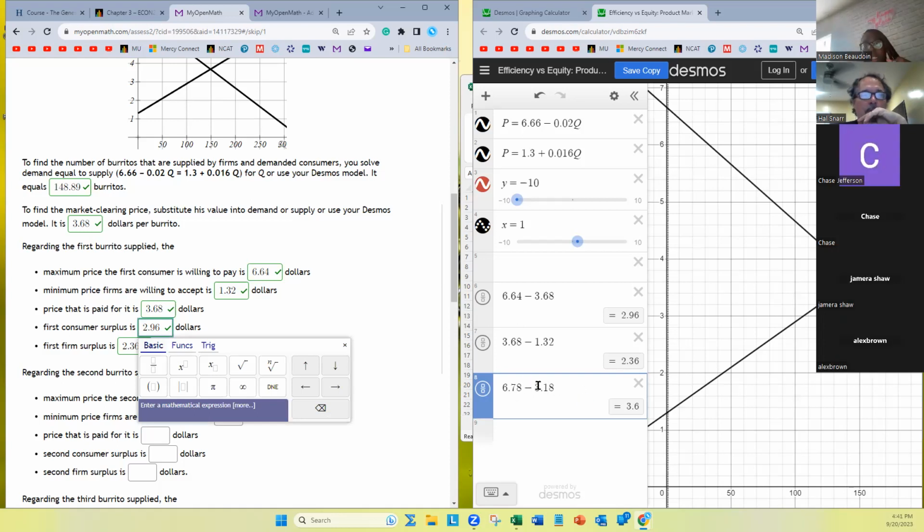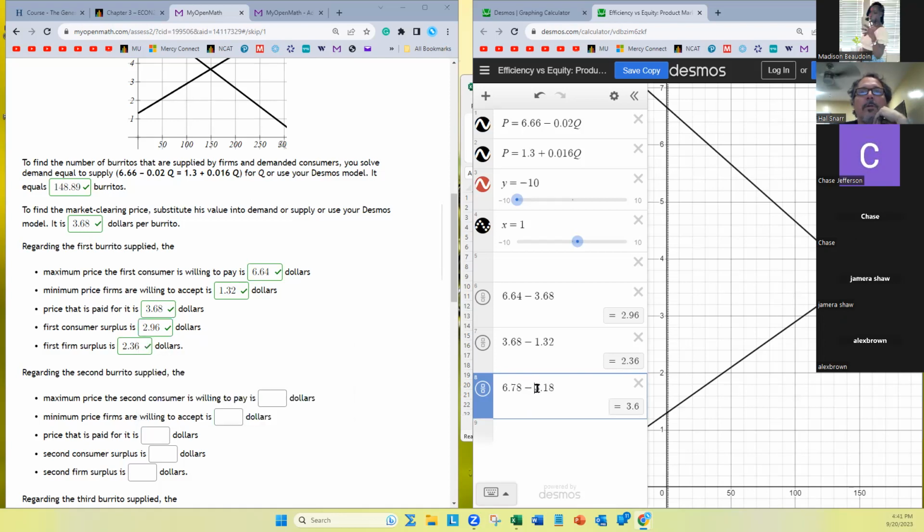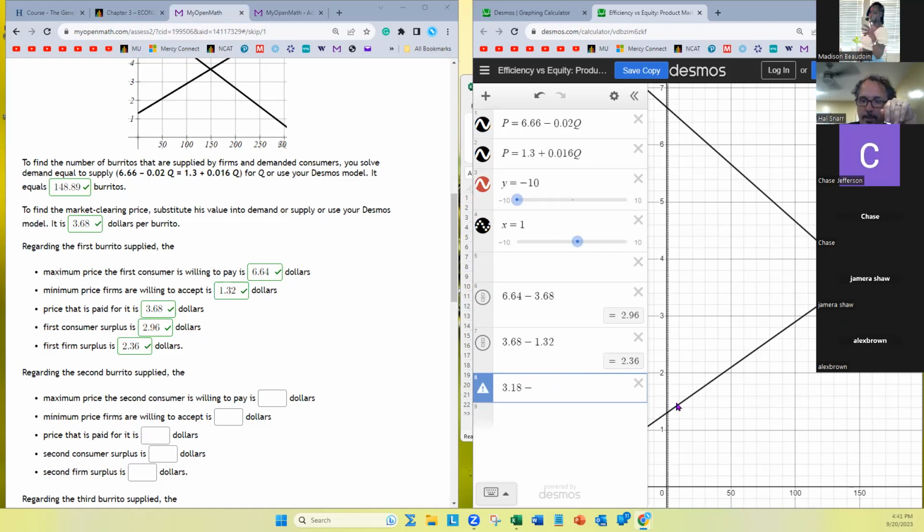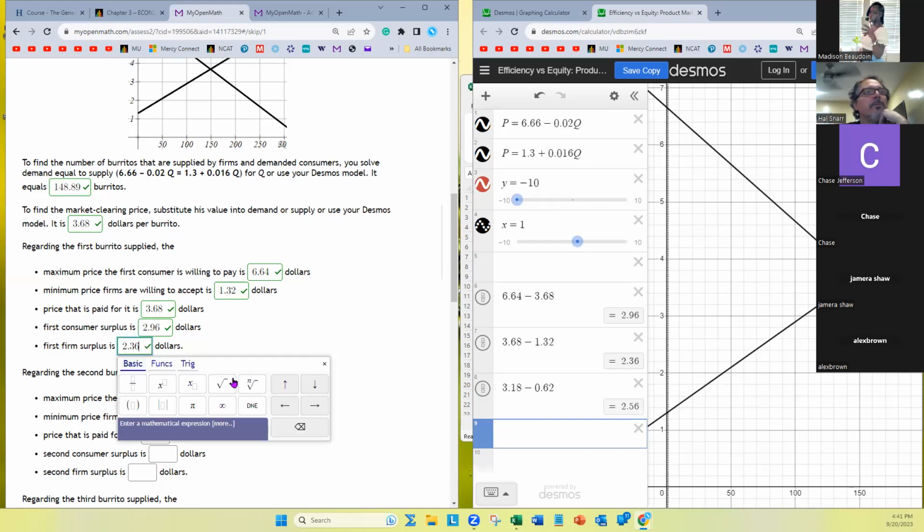Did it work? Oh, you're muted. I'm sorry. For the first consumer surplus, yes, it did work. Okay, good. So now, what about the first firm surplus? When I put it in, it said it was wrong. Okay, so your market price is 3.18, right? Yes. Subtract what is the price that firms are willing to accept at that quantity? 0.62. So it should be 2.56 right here for you. Yeah, and it said it was wrong.